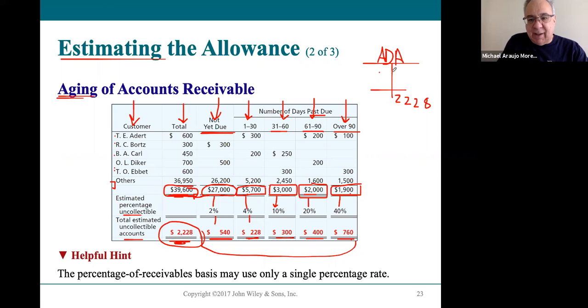Again, this is the debit side, that's the credit side. So again, $2,228 is what they've decided the allowance account balance should be based on their estimate. So the question is, is there any balance in here already? If there's like $228 still left in there from last year, they can't write that off twice. They can only write off the difference as your bad debt expense.